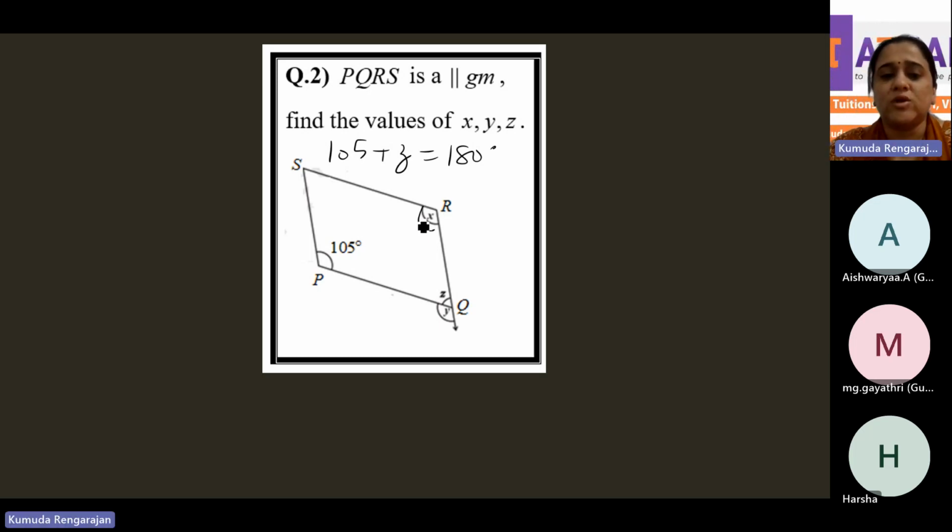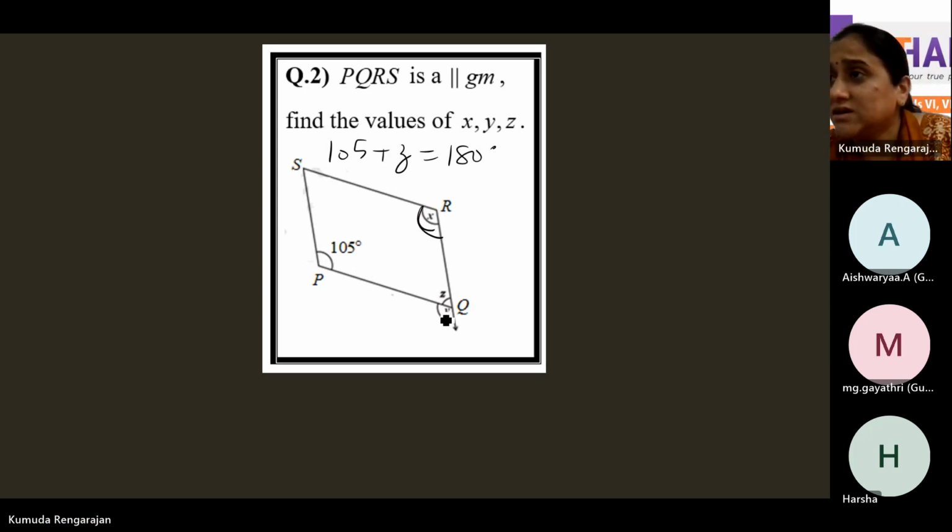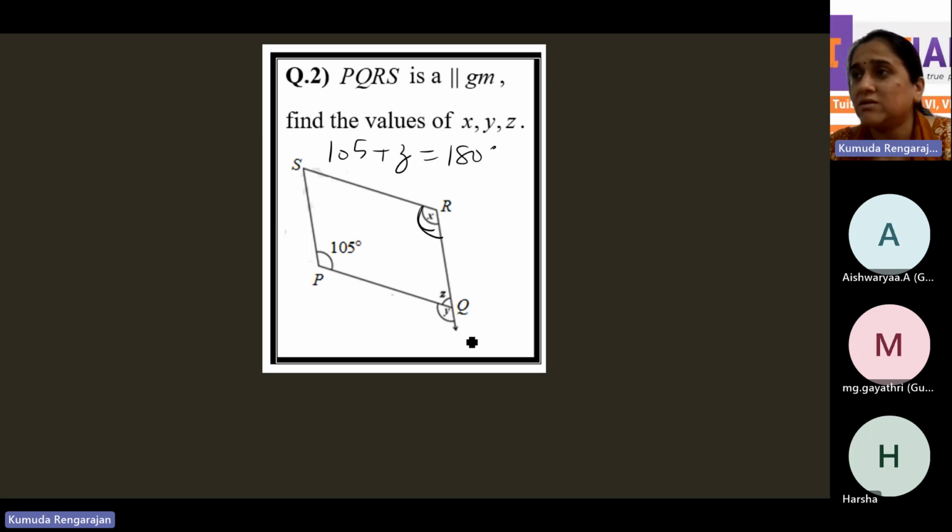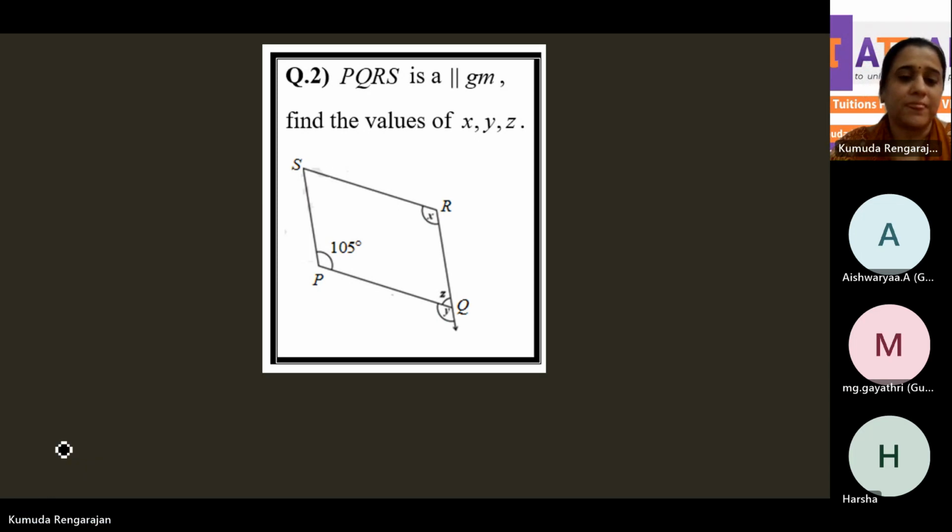Okay, so X plus Z, you can also say X plus Z is equal to 180. Why? Because they're also adjacent angles. They're supplementary. Correct. Z is equal to 180 minus 105, which is 75 degrees. And then how do you find Y?